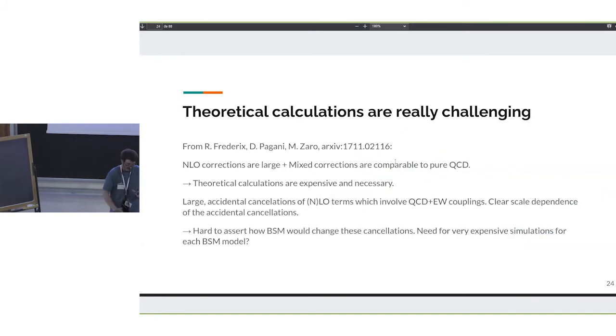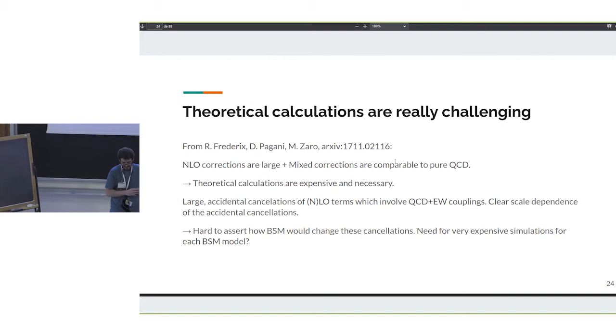So if we want to try to model this in the way that I was describing before, we have a lot of problems, because for 4 tops, the next-to-leading corrections to get higher precision are really large, and there are what we call the mixed corrections, which are comparable to the ones of pure QCD. So the bottom line is that here, theoretical calculations are both expensive and necessary. They are really hard to do, but we really cannot afford not to do them. So it's a huge problem.